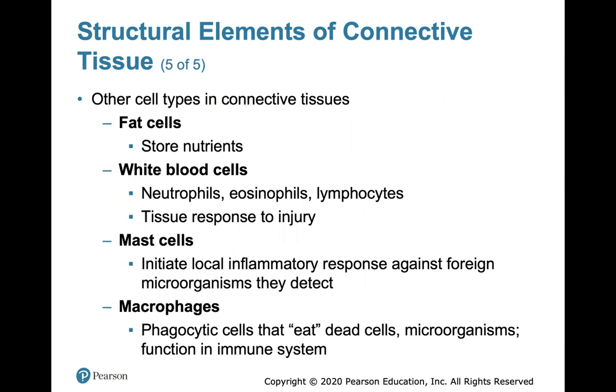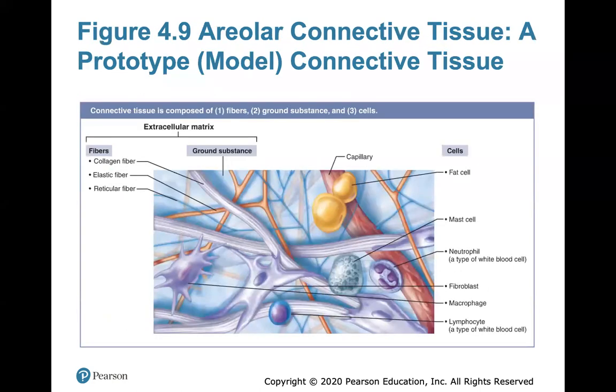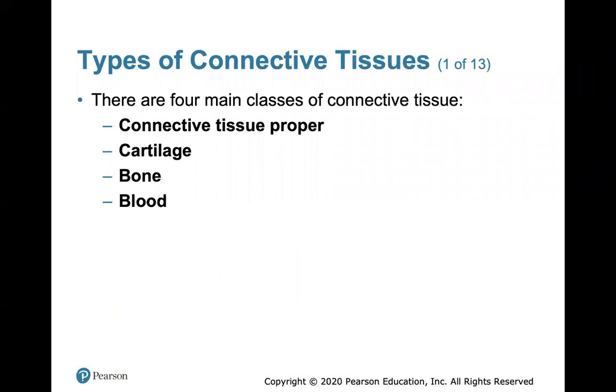You have fat cells, which store nutrients. White blood cells respond to injury and defense. Mast cells initiate an inflammatory response against anything foreign. Macrophages are phagocytic cells that eat dead cells and microorganisms, and they function in the immune system. So this is another good review slide of looking at all the different types of fibers, what exactly is ground substance, and the different cells that you could find in connective tissue and different types of connective tissue.